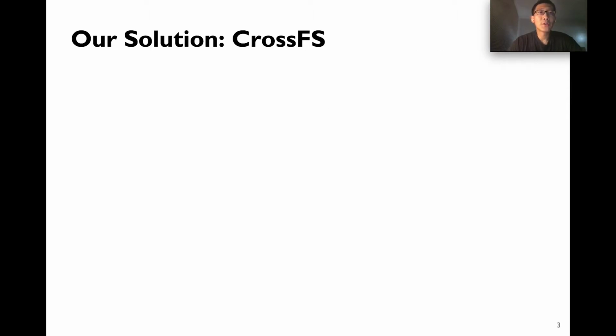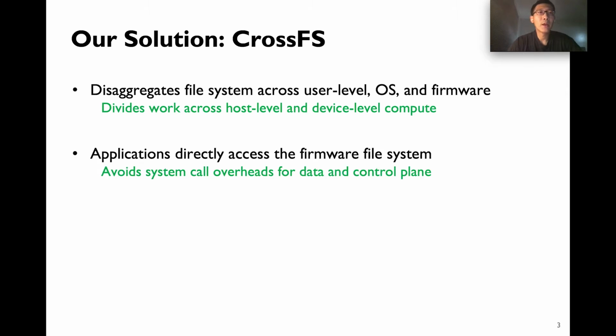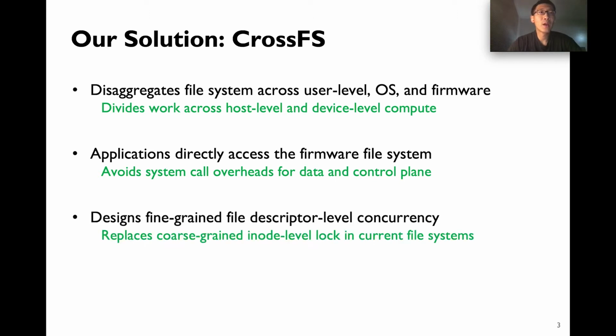To solve those issues, we proposed CrossFS, a cross-layered direct access file system. First, CrossFS disaggregates file system components into multiple layers: user level, OS, and firmware. Second, CrossFS provides direct access by bypassing the OS kernel to reduce software overheads. Third, CrossFS provides fine-grained file descriptor level concurrency. Our evaluation shows CrossFS could achieve up to 4x higher throughput.